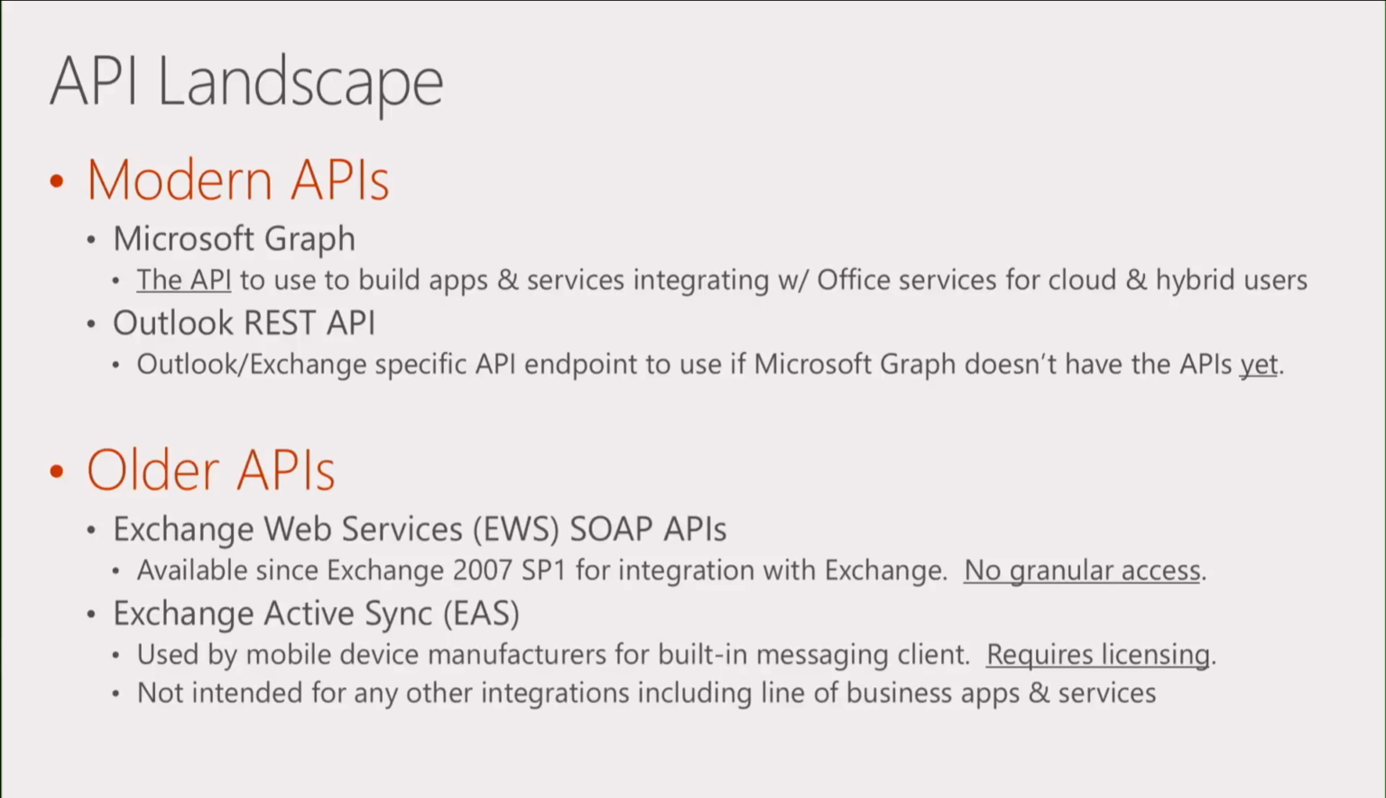We also have older APIs. A really popular one which has existed since Exchange 2007 SP1 is Exchange Web Services. It's a SOAP API, very powerful. Couple of issues. One, there is no granular access. It's a full permission. You get full permission of the mailbox.